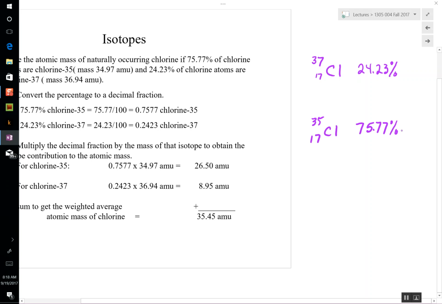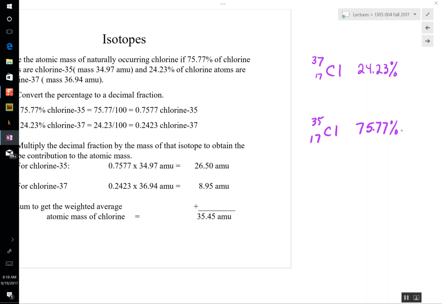75.77% is chlorine 35. So the previous slide said there's about a 3-to-1 ratio. If you rounded this off to 25 and this off to 75, you could see there is 3 times more of this isotope than that isotope occurring in nature.